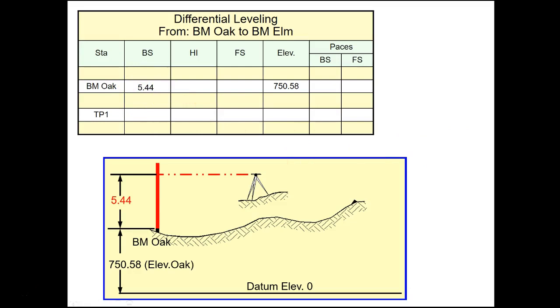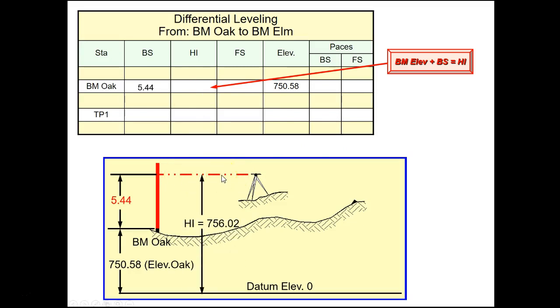Now we're ready to calculate our height of the instrument, our HI. The height of our instrument is going to be our benchmark elevation plus our back sight. That's going to give us our instrument height. This distance up here is what we're talking about when we add those two numbers together. So our instrument height is 756.02. We add this number here and that number there. That's what we get. Okay, so that's where that value goes.